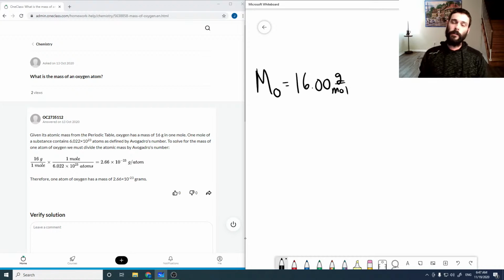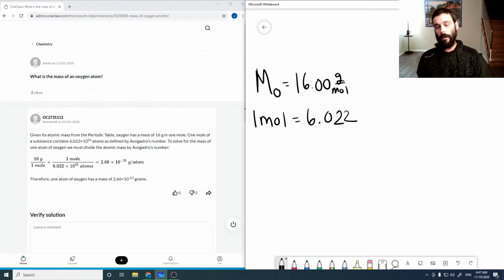Now, to get the mass of one atom, what we have to use is that 1 mole of atoms is the Avogadro's number of atoms, or molecules, I should say. In this case, we're talking about atoms, but if we were talking about molecules, then it would be molecules. Okay, so 1 mole is roughly 6.022 times 10 to the 23 atoms.